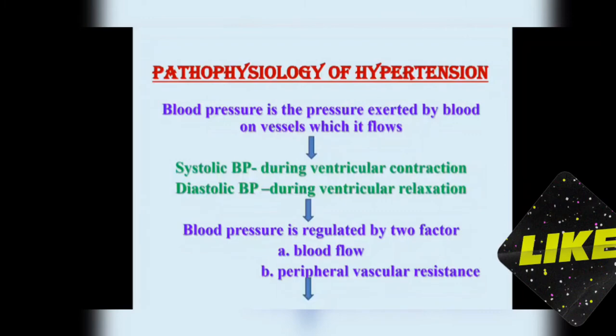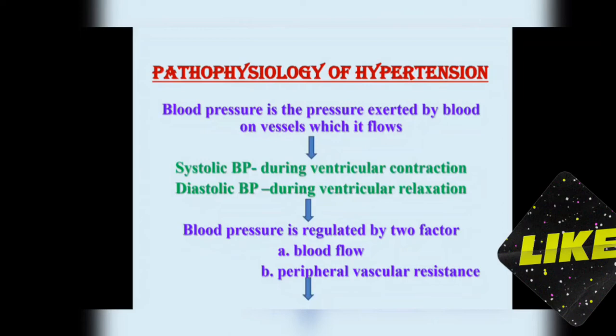Now we will see the pathophysiology of hypertension. Under pathophysiology, first we will understand the normal mechanism. So what is blood pressure? The definition of blood pressure is the pressure exerted by blood on the vessel through which it flows. So whatever pressure is exerted on the wall of the arteries, veins, or we can say vessels, while blood is flowing through them is called blood pressure.